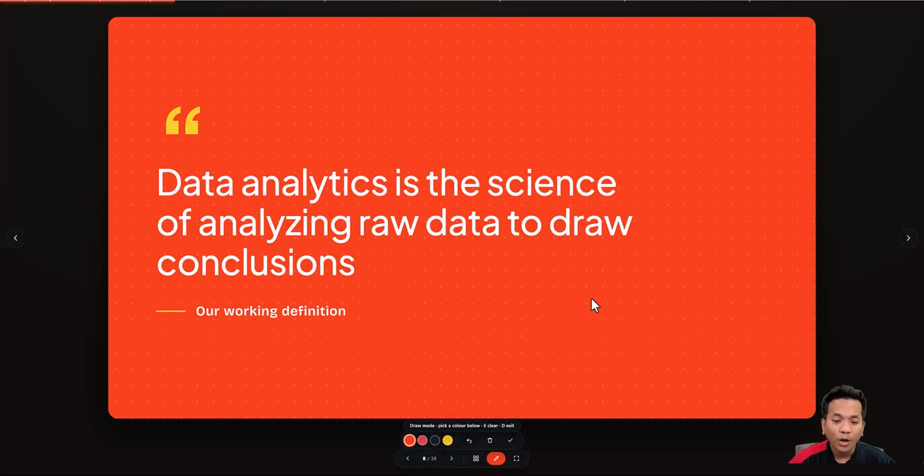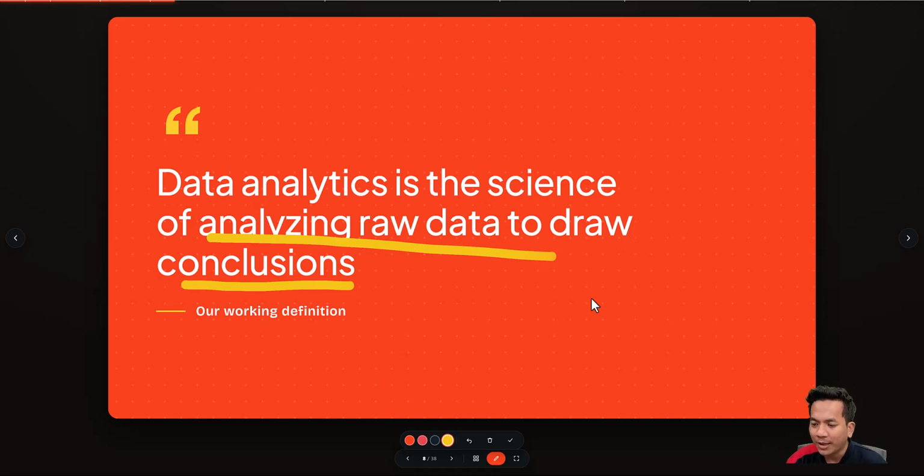So in here, we can focus on a few things, which is data analytics is the science of analyzing raw data to draw conclusions. All right, so basically, in the simplest term, data analytics is you analyze the raw data and then you draw the conclusion from the raw data.